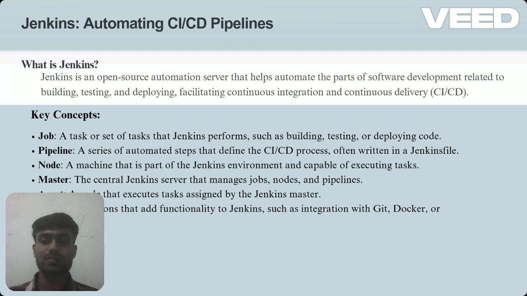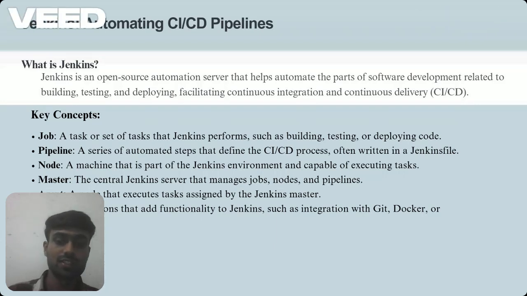A node is basically a machine that is a part of the Jenkins environment. Then there is a master, the central Jenkins server that manages jobs, nodes, and pipelines. Then there is an agent. An agent is basically a node that executes tasks assigned by the Jenkins master. Then there is a concept called plugin. Plugins are basically extensions that add functionality to Jenkins. So these are the basic concepts when we try to use the Jenkins tool.